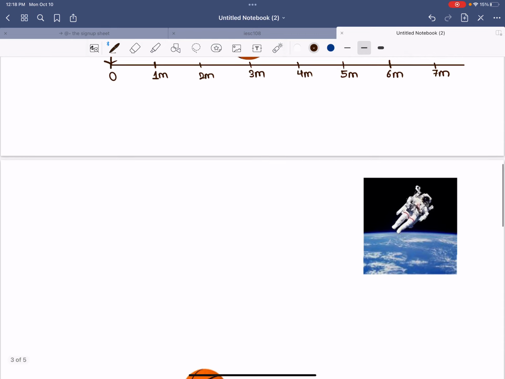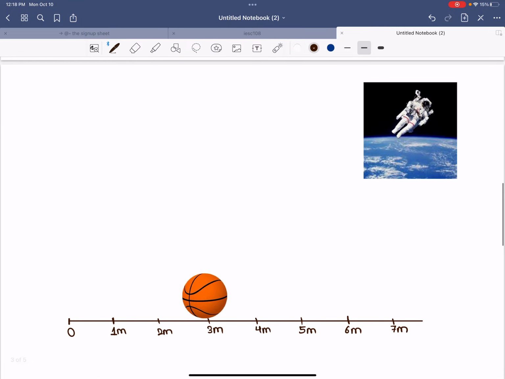But say for example, if an astronaut was looking at this ball from outer space, then what would he see? Is the ball moving for him, the astronaut? Well, think about this, right? There is the sun, and all the planets are revolving around the sun, and the planet is also rotating on its axis. That's how you get day and night, and when it revolves around the sun, that's how you get different seasons.